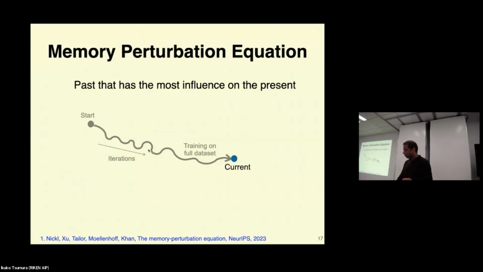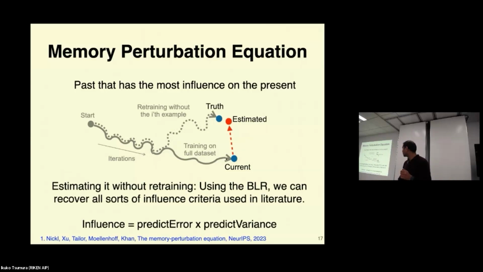So we want to understand, if I change something, where does it go? If I have to do this by removing the thing and retraining, it's a lot of work. So I just want to estimate it, right? And basically, that's what's happening. You use the BLR, then essentially you can recover all the ways that people do this right now in deep learning. I'm not going to go into the detail, but if you look into one step of I1, you can write that step in terms of sensitivity as prediction error times prediction variance.